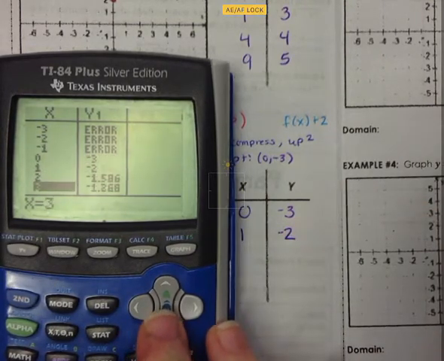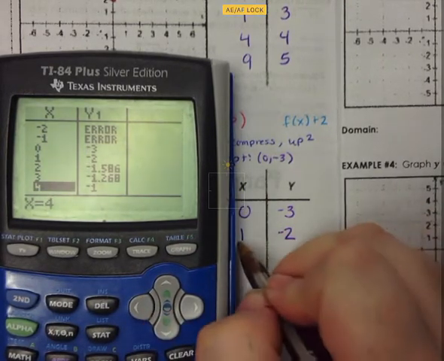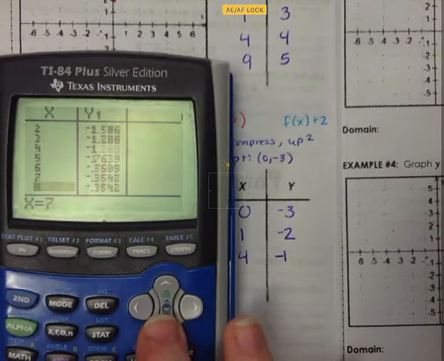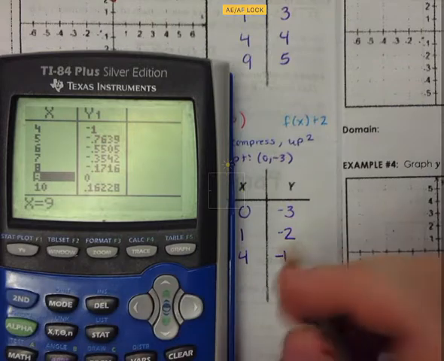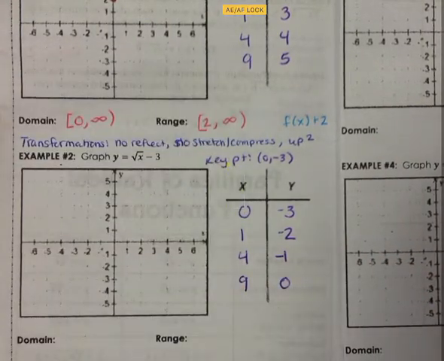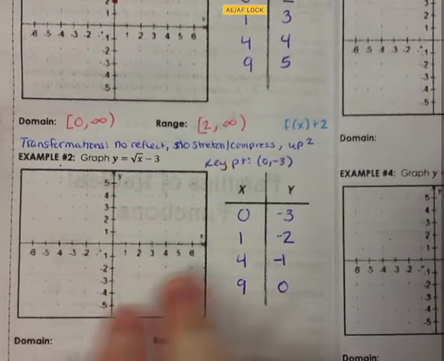Go down, find some other good ones. 4, negative 1. Then 9, 0 is another good one. But again, our graph only goes up to 7 and to 6, so that means that this is probably as much as we can have.